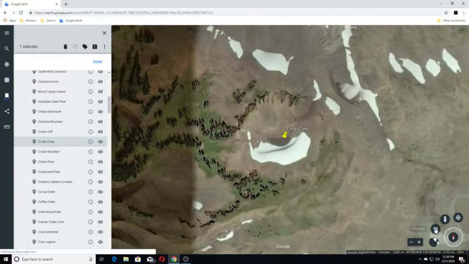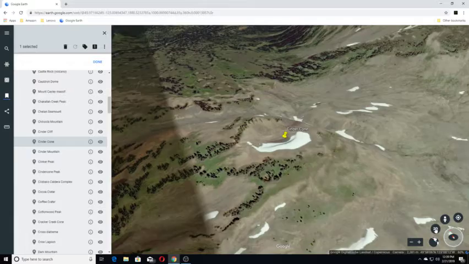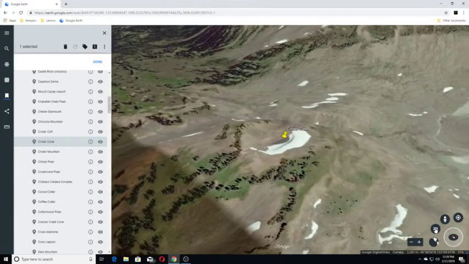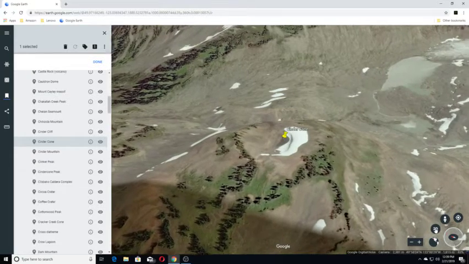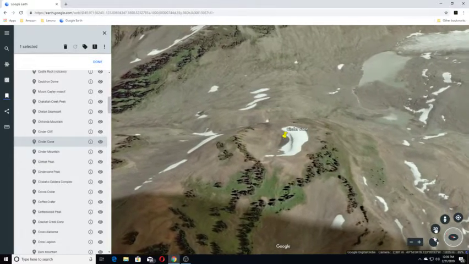And this one's really cute. Here we go. Cinder Cone is a cinder cone with a small crater on the west side of the Helm Glacier in Garibaldi Province Park in British Columbia, Canada.